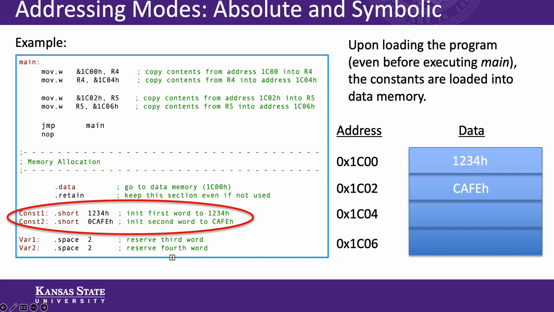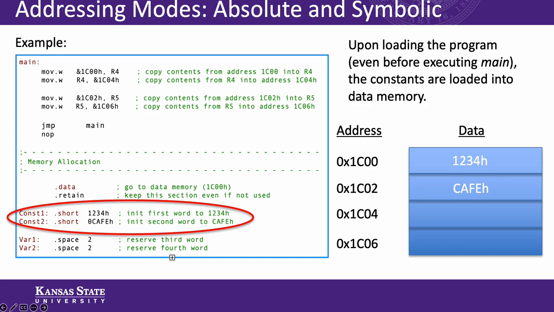So you'll see in my memory map here to the right, I have at address 1C00, we're moving the data 1, 2, 3, 4 into that memory location. And again, that's 2 bytes, and that's specified by the .short directive. And also then in address 1C02, we're moving cafe, C-A-F-E, into the next available address, which is the next even address.